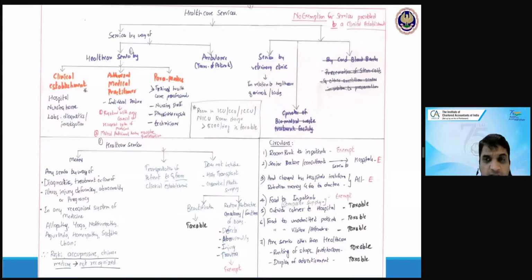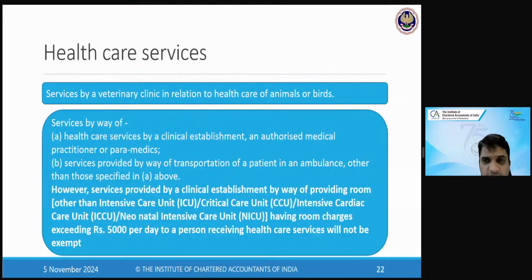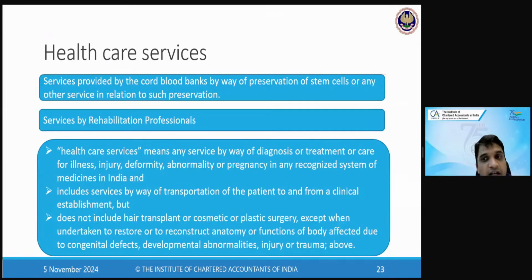Okay. Anything else in healthcare other than this? It's only a definition of healthcare. Then again, we saw that services of rehabilitation professionals, right? There, what we saw under health, rehabilitation professionals providing services to a hospital or to an educational institution will be exempted. Then cord blood bank is gone.